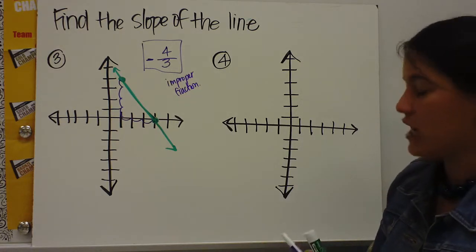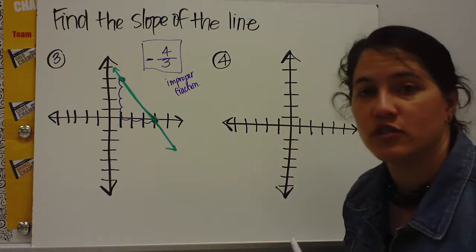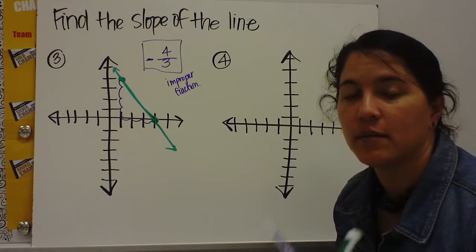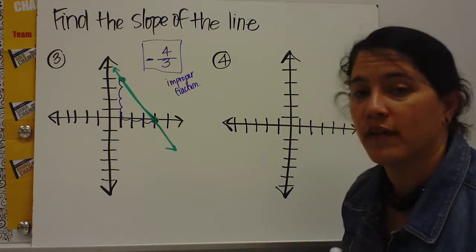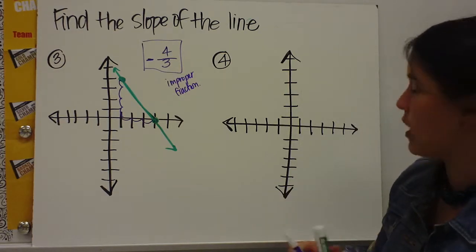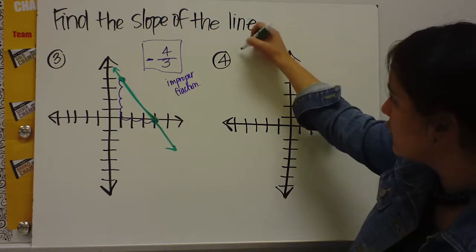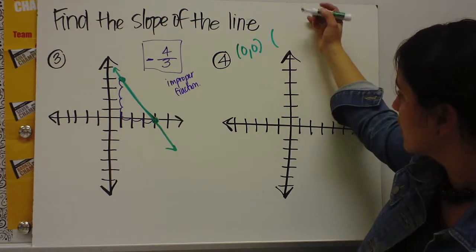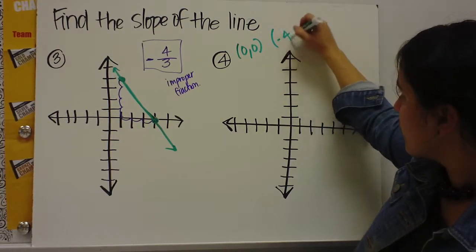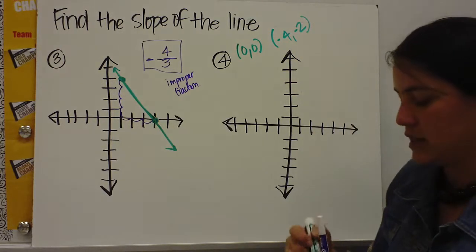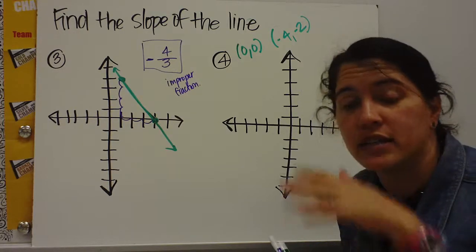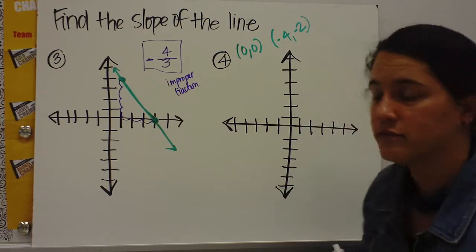And then over here on number 4, I want you to do this one by yourself. Alright? I'm going to give you points. I want you to plot it, pause it, find the slope, and then press play. So your 2 points are 0, 0, and -4, -2. So plot those 2 points, draw a line, and find the slope. Press pause, and then press play when you're ready to see the answer.